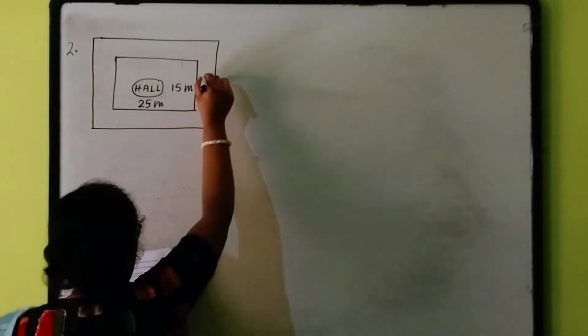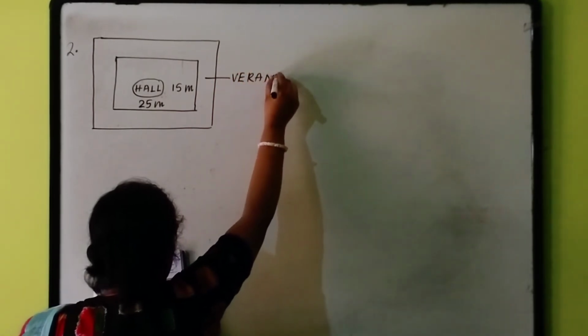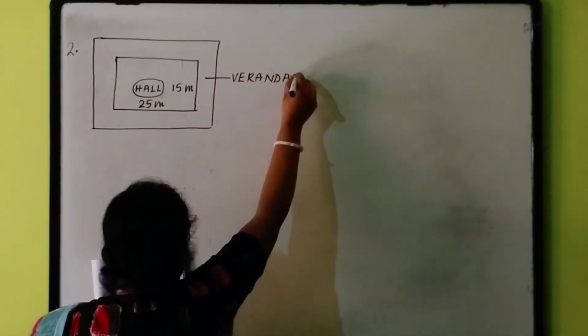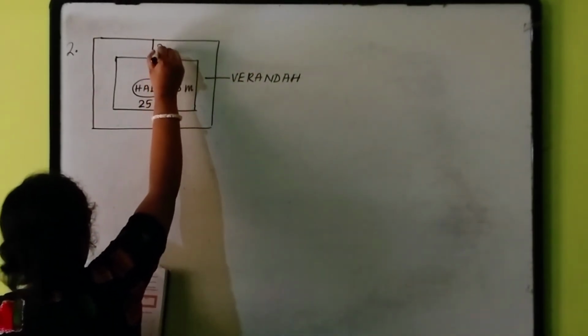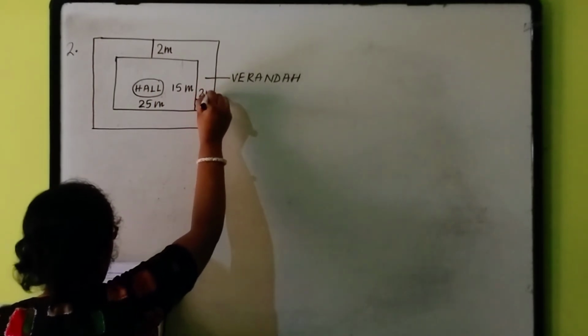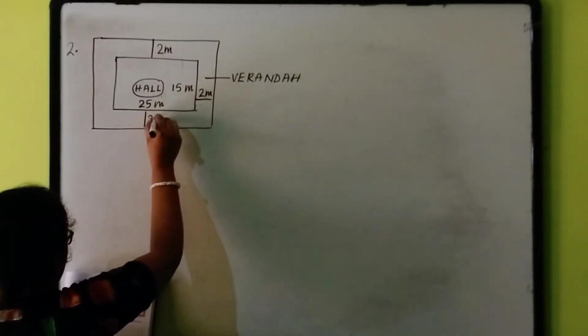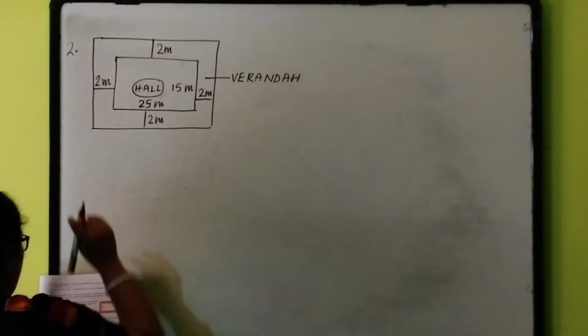This is surrounded by a veranda. This is the veranda. Okay, 2 meter wide means here it is 2 meter, here it is also 2 meter, 2 meter wide from all the sides, and this is also 2 meter. Right? Okay. You have to find out the area of the veranda.